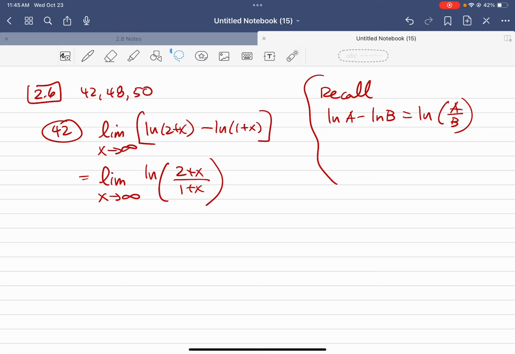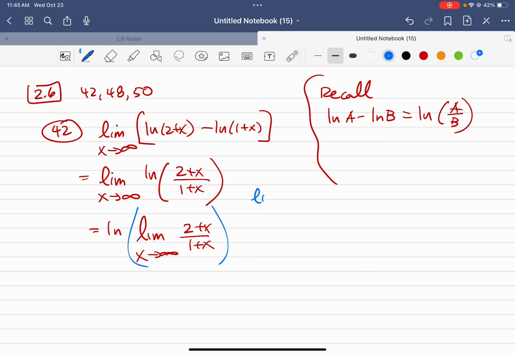But then I remember that as long as your function is continuous, you can let the limit pass through. So this is really the natural log of the limit as x goes to infinity of (2 plus x) over (1 plus x). A limit can pass through a continuous function, so we let that limit pass through the natural log, and it goes on the inside and gives me this.